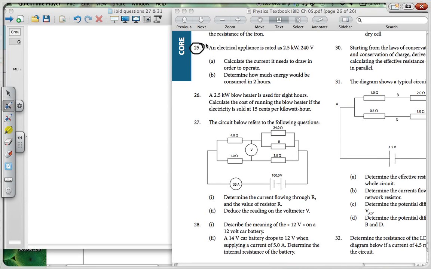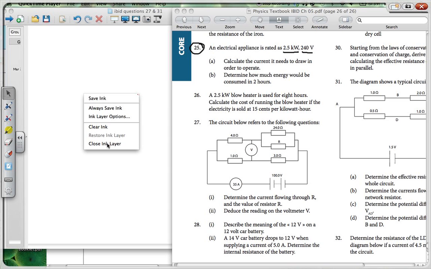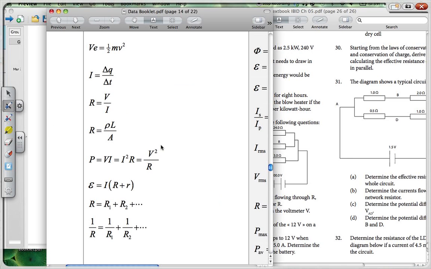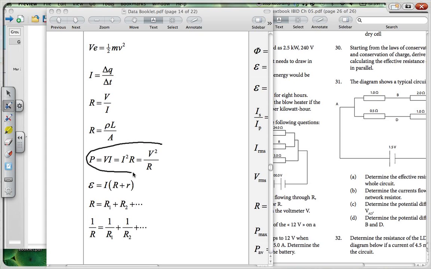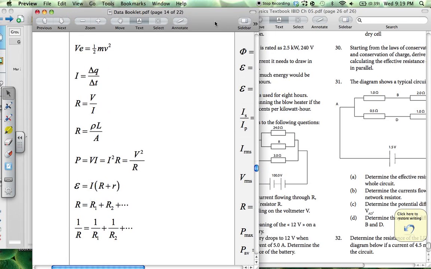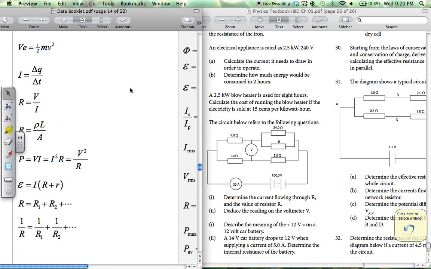Question 25, it says the appliance, an electrical appliance, is rated as 2.5 kilowatt, 240 volt. Calculate the current it needs to draw in order to operate. So in looking at this, if we just think of our formulas, we're going to be dealing with these formulas over here that we're going to use, and perhaps I can just bring that over a little bit so that we can see them.